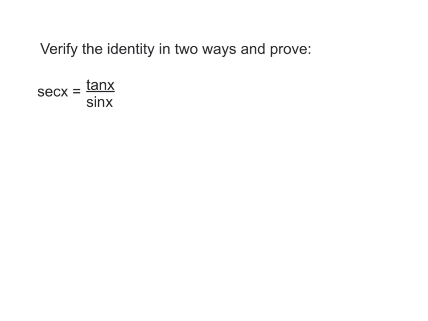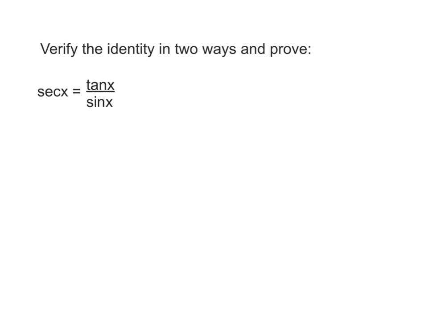So, 2 different ways to verify something like this: secant x equals tangent x over sine x. This is not a trig identity that's on your sheet, but this is one that we think is true. We think that secant x is tan x over sine x. First, we're going to verify. So the 2 ways to do that are by graphing and by filling in a value.